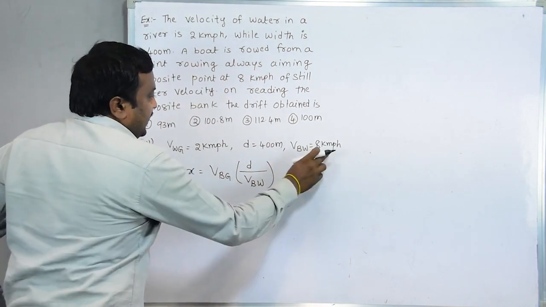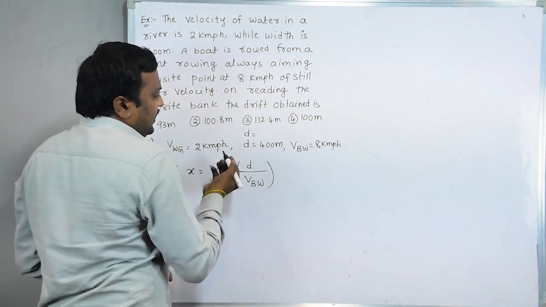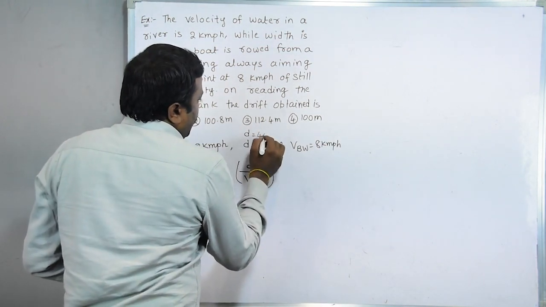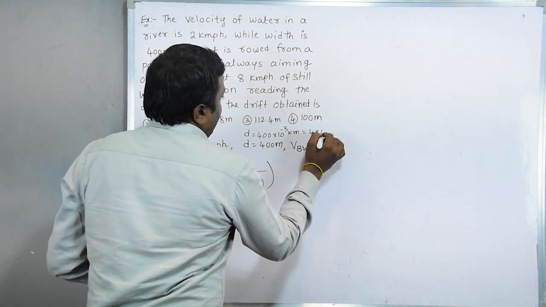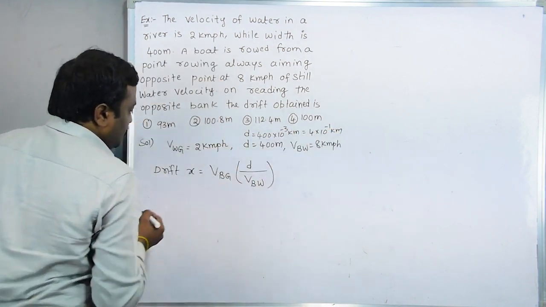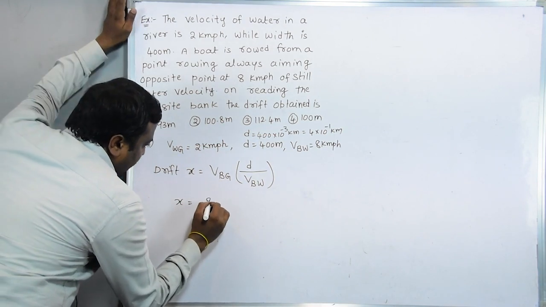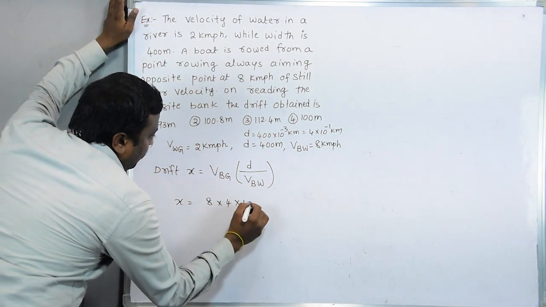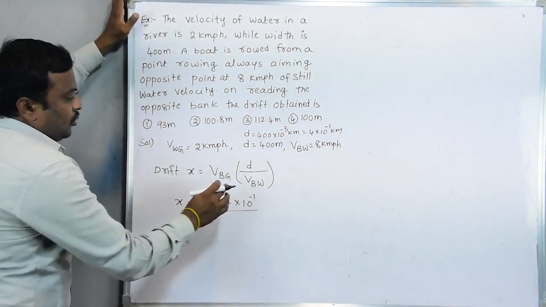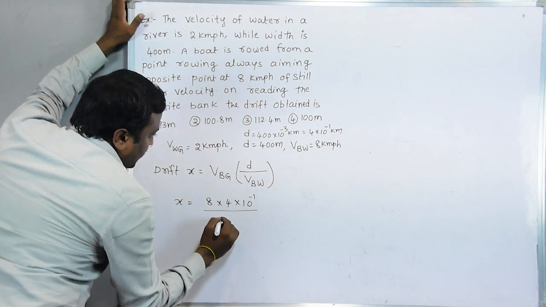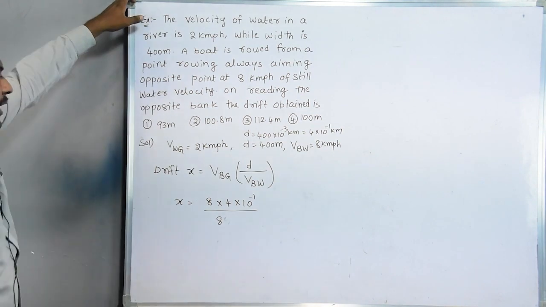But you see, these are in kmph, this is in meter. So you convert this into kilometer, very easy. 400 into 10 to the power minus 3 kilometer becomes 4 into 10 to the power minus 1 kilometer. So x equals velocity of water with respect to ground, 2, into 4 into 10 to the power minus 1, divided by velocity of boat with respect to water, 8.